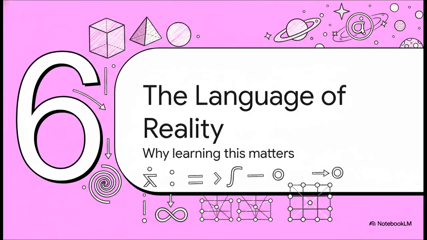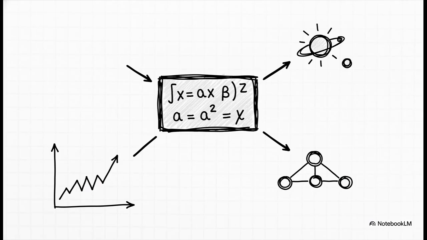So we've gone over the alphabet, the grammar, and even a basic dialect of math. But why? Why go through all this trouble? Why does learning this strange, symbolic language actually matter in the real world? It all comes down to one crucial word: abstraction. Math lets us strip away all the messy, irrelevant details and just focus on the core structure of a problem.